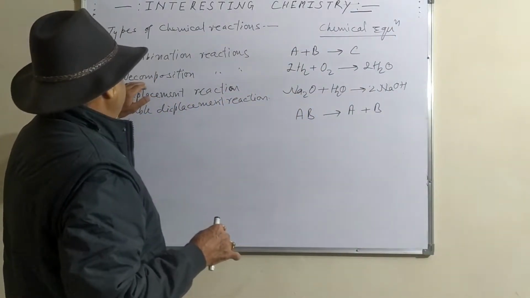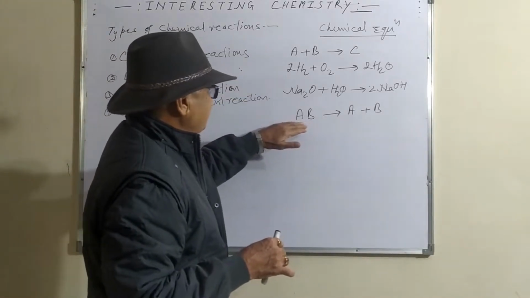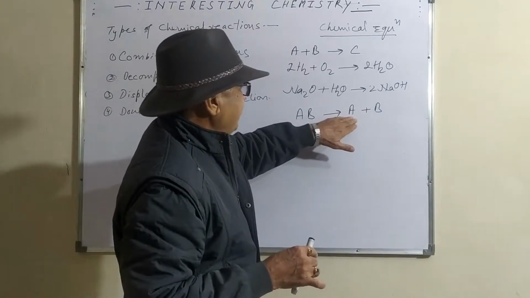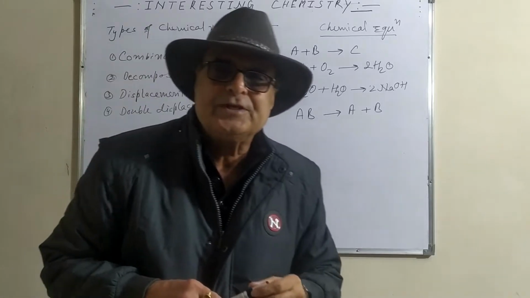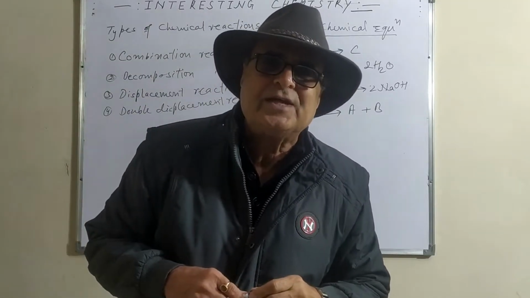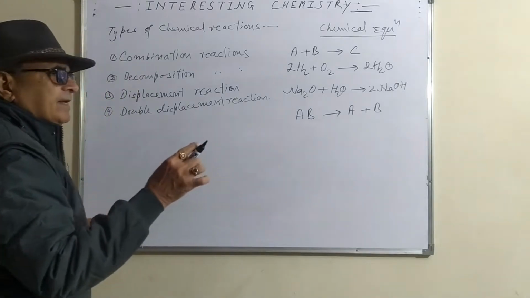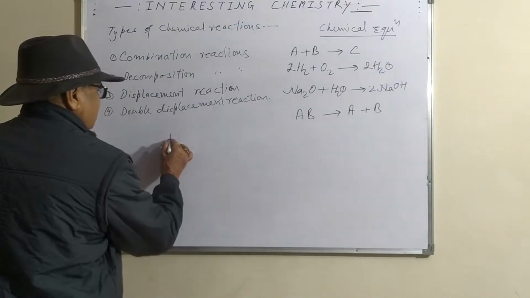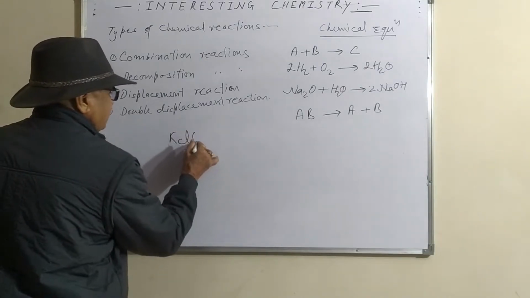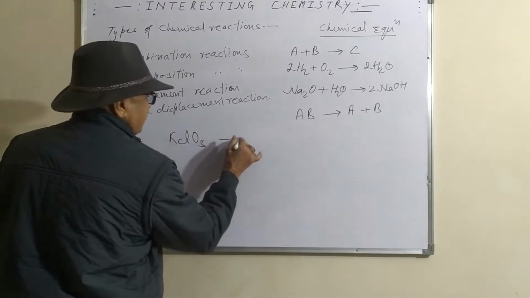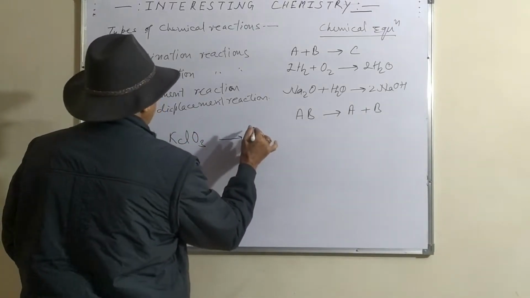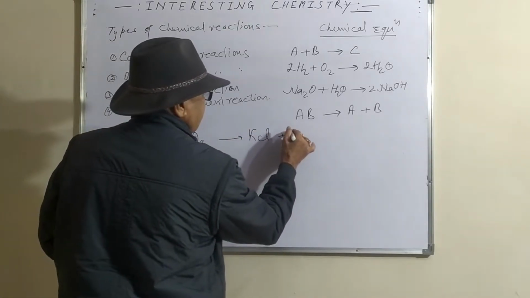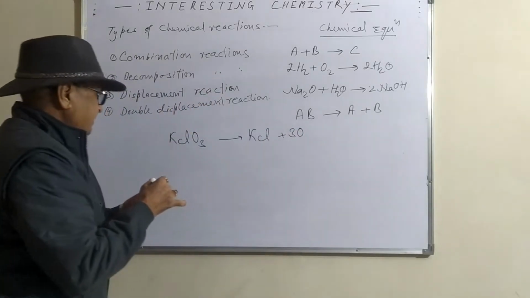Then with the help of decomposition reactions, when AB dissociates into A and B, this is the decomposition reaction. It is also known as a dissociation reaction. Again, take the example of potassium chlorate, KClO3. When you heat it, it will decompose into KCl and 3O.